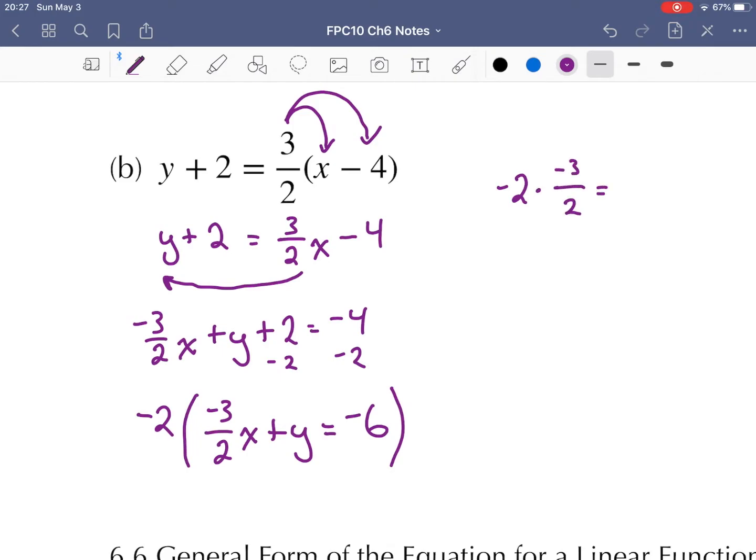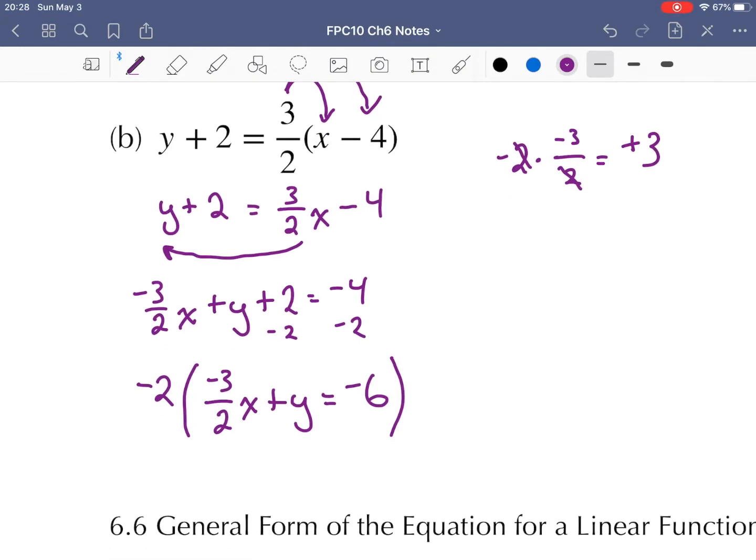Okay, and I'm going to show you a little bit off to the side why. Negative 2 times negative 3 over 2 is going to equal a positive, because a negative times a negative is positive. That's good. Gets rid of the negative from our x. And then this 2 and this 2 are going to cancel out. So it's going to be equal to plus 3.